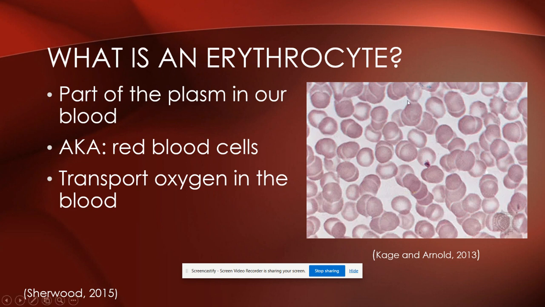Here we have a picture of what our red blood cells look like under a microscope. I could not find the microscopy magnification. It is a little blurred out in here, but it is just round little blobs of hemoglobin. Nothing fancy, but those are what our erythrocytes look like.